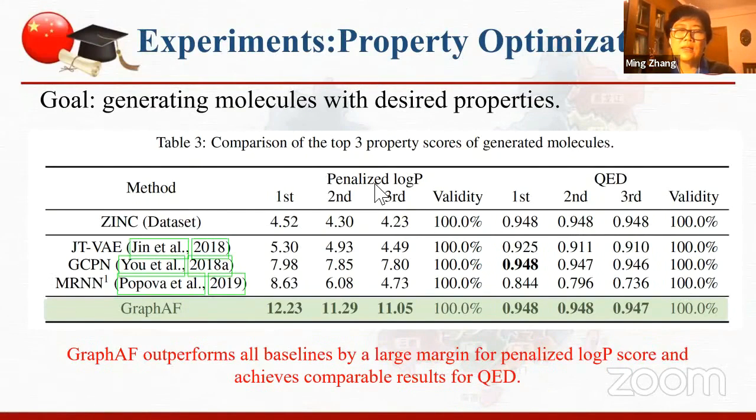And this one we can show the property optimization, where we compare the top 3 property scores of generated molecules. We can see that for both penalized log P and QED, our proposed model GraphAF outperformed all the baselines.